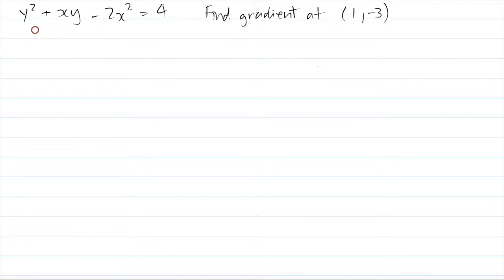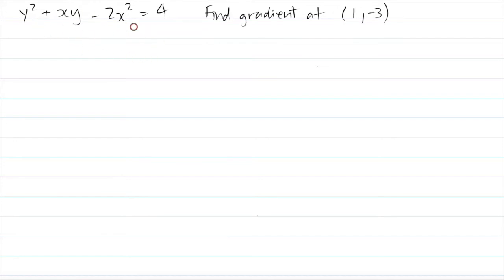Over here, we have this equation, y squared plus xy minus 2x squared equals 4, and we have to find the gradient at the point (1, -3). This equation you can't derive normally by making y the subject on one side and x on the other and differentiating. In this case, we have to use implicit differentiation.